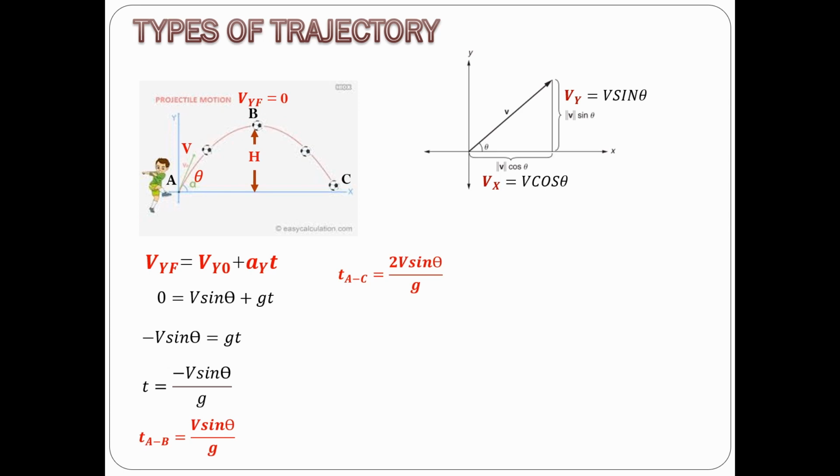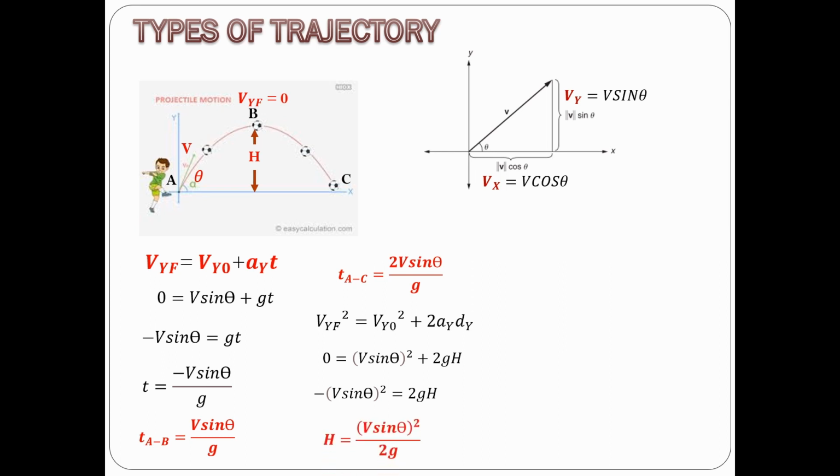So going from A to B, let's use this equation. vy final squared is 0 and vy initial is v sine theta. ay is g and dy is h. So the equation will become, therefore the maximum height that the object can reach is h equals v sine theta squared over 2g.